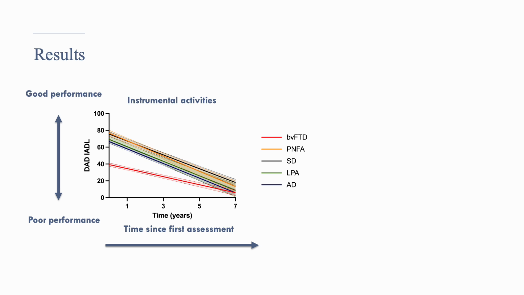Inspection of the slope of change, that is, trajectories relative to baseline, however, indicated that the other dementia groups experienced an annual decline that was almost twice that observed in the behavioural variant FTD group. By 7 years post-baseline, the non-fluent, semantic, logopenic, and Alzheimer's disease groups had largely approached the projected level of instrumental activity impairment in the behavioural variant FTD group.